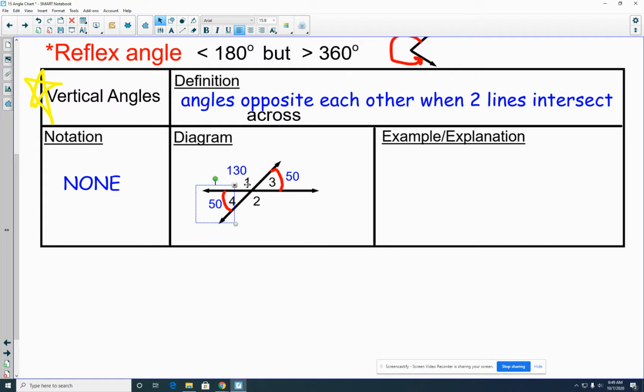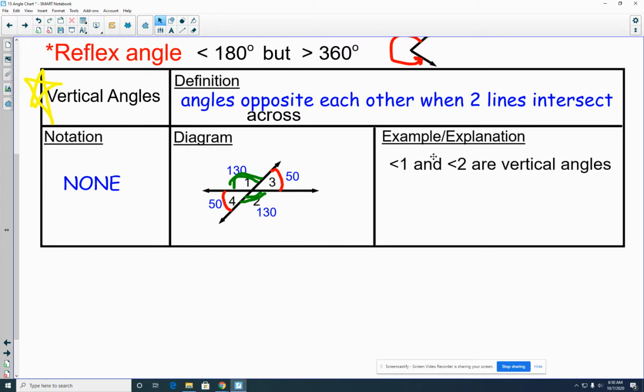But now look at 1 and 2. They both look to be obtuse, and if this is 50, well, hey, this one has to be 130. And this is how we show that vertical angles are also equal. So let's write a couple of things down. And let me finish marking this. I'm also going to mark that angle 1 and angle 2 are equal. I'm going to put 2 arc marks there, like that.